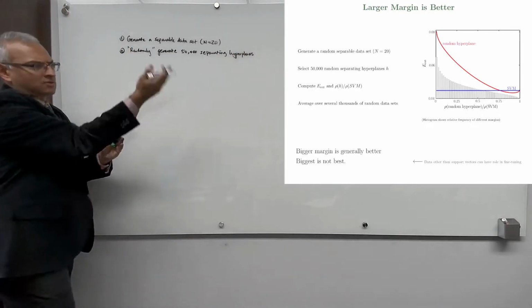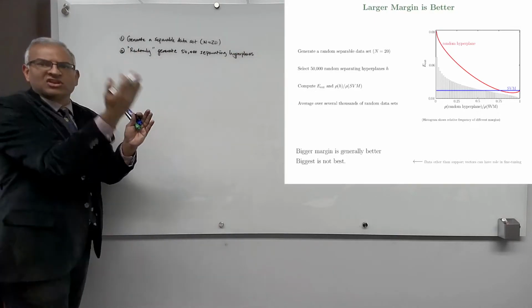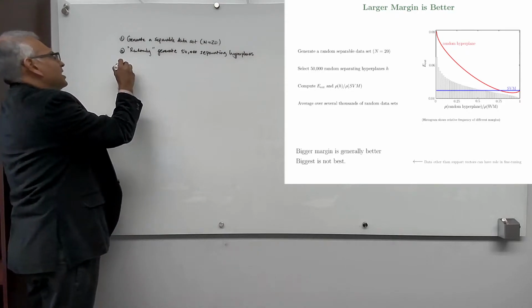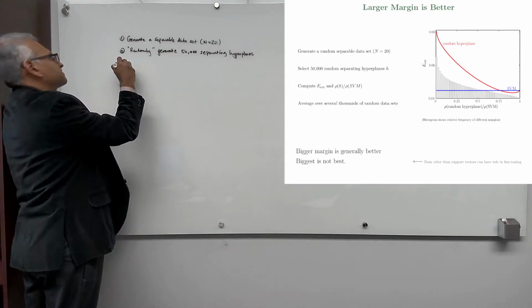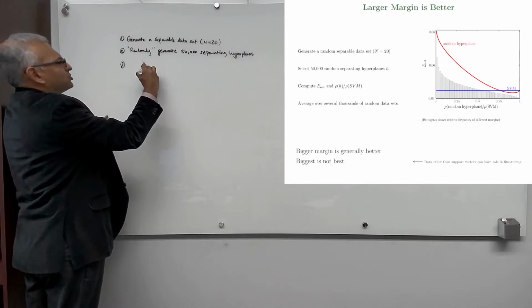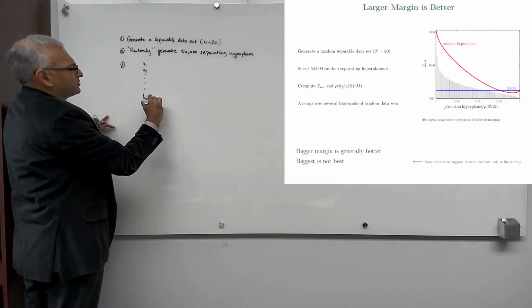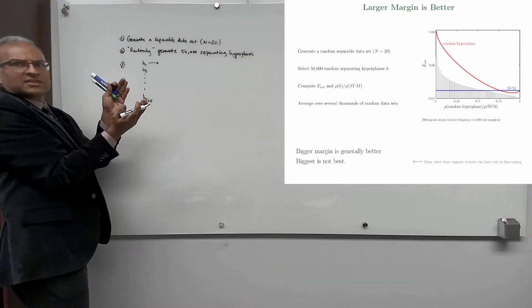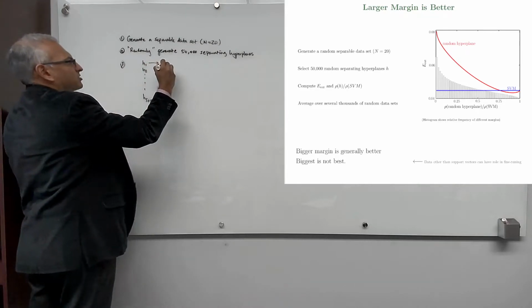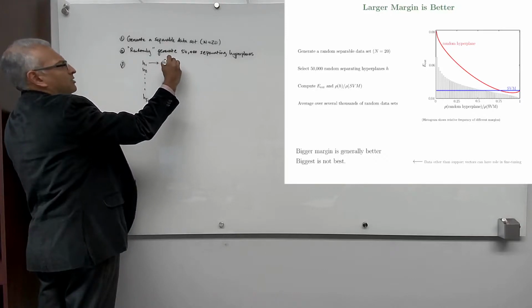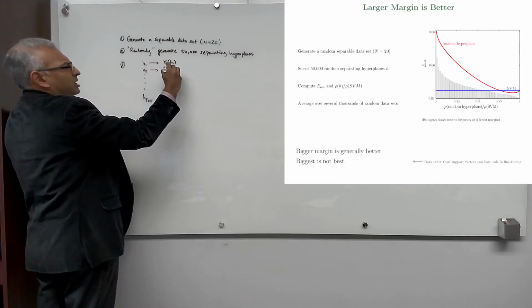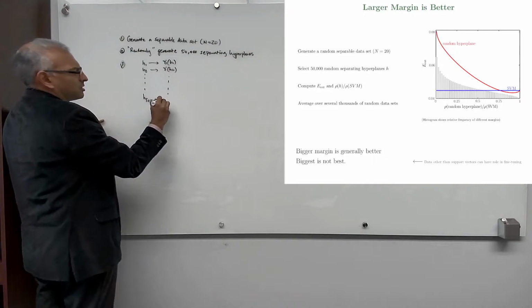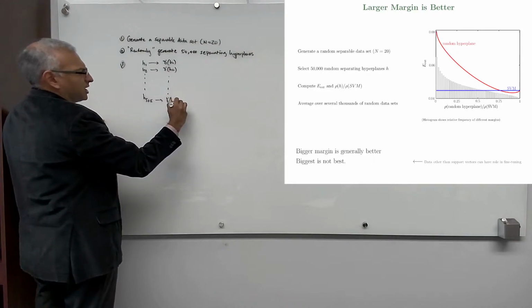Okay, so I have some separable data. I randomly generate 50,000 separating hyperplanes, H1, H2, up to H50K. Each such hyperplane has a fatness, the distance to the closest data point. Let me call that gamma of H1. I can compute gamma of H2 and so on, up to gamma of H50K.